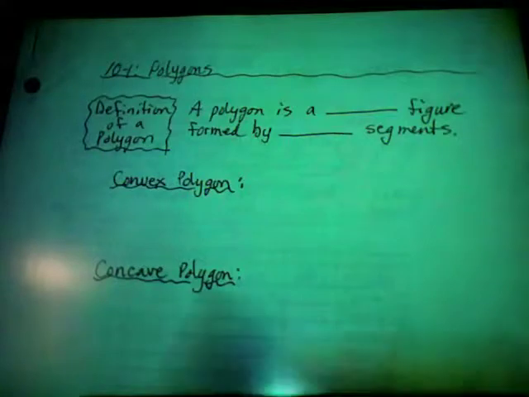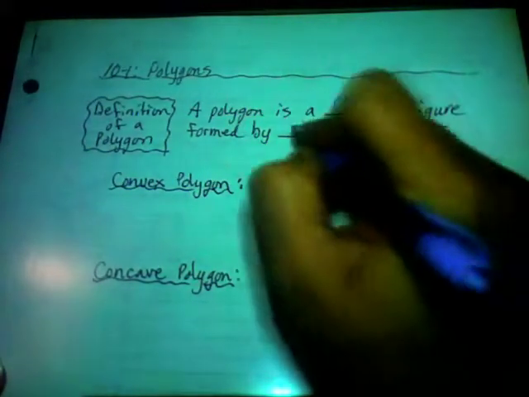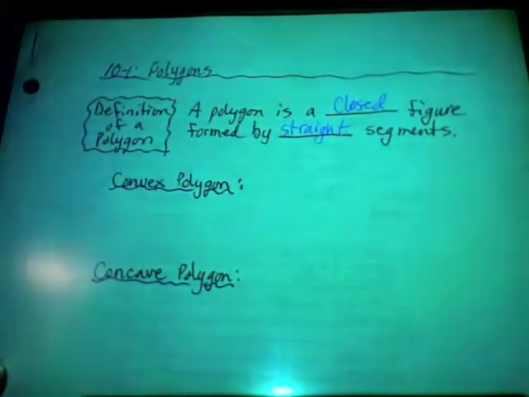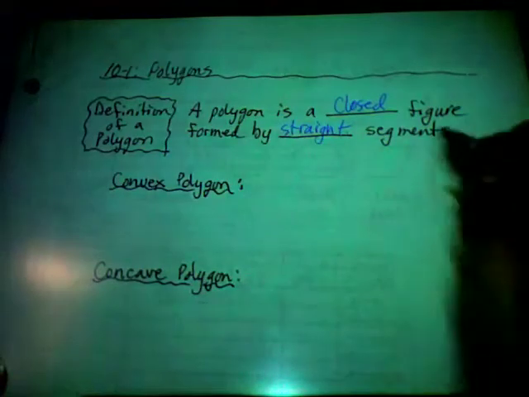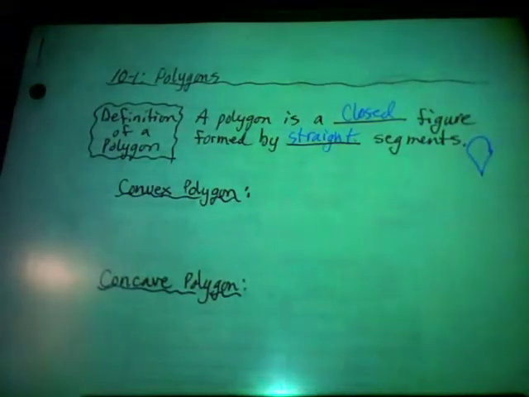A polygon is a closed figure formed by straight segments. So if I gave you a figure that looked like this, would that be a polygon? No.